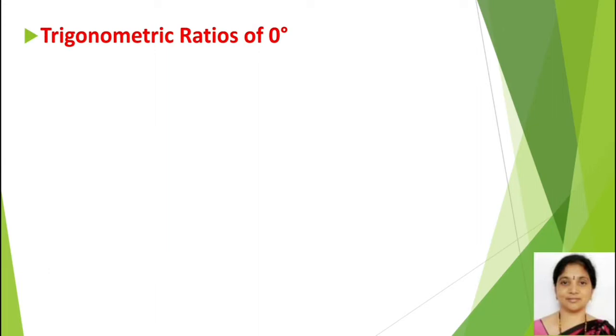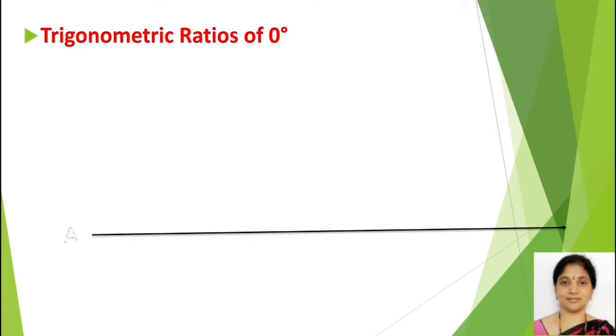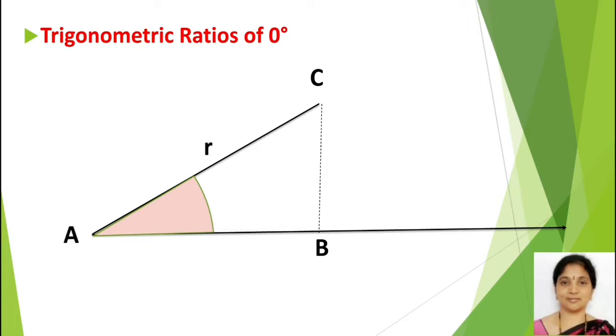And now the trigonometric ratios of 0 degrees. Just observe that. Here I am considering a ray AB bar, and I am taking a line AC bar, whose length is R units, which makes some angle with the ray AB bar. From C I am taking a perpendicular line, then I will get a right angle triangle ABC.